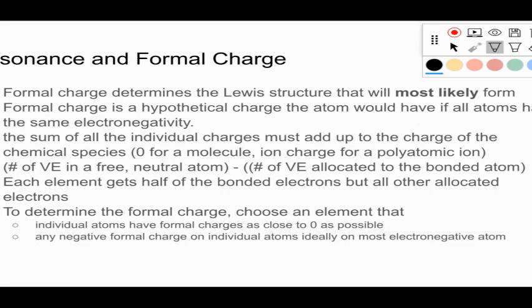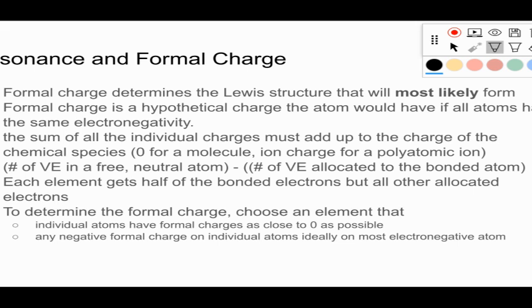So the other topic that goes along with resonance is this concept of formal charge. And formal charge is a little tricky. There are lots of ways that we can draw certain structures, especially the ones that are resonance structures. There's lots of ways we can draw them. And so formal charge determines which way is most likely.